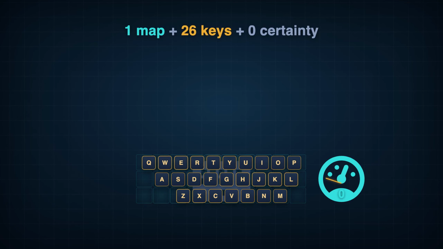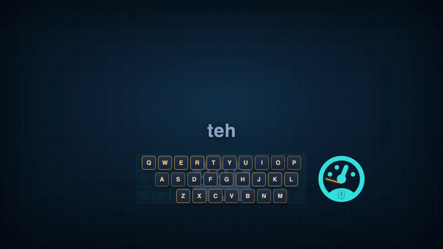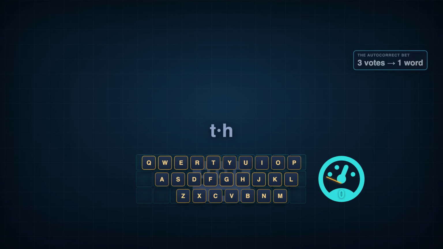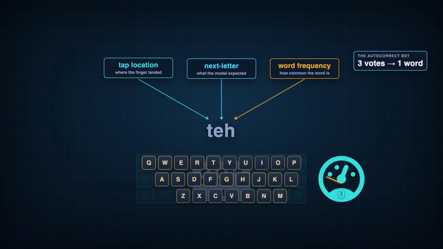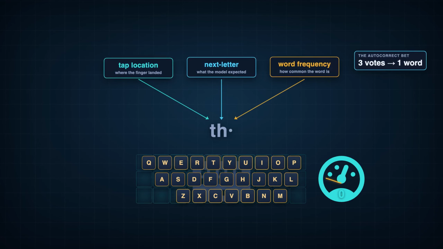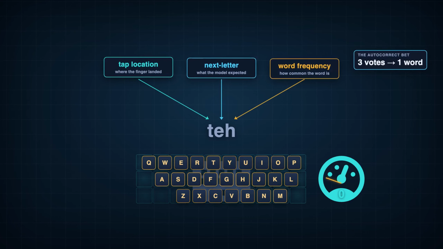Your keyboard is running a non-stop probability guess. It is not reading letters off the glass. It is placing bets. 3 voters weigh in on every word you type: where your finger actually landed, which letter the language model expected next, and how common each candidate word is. They vote, the loudest combination wins, and that word appears. That is it. That is the machine.